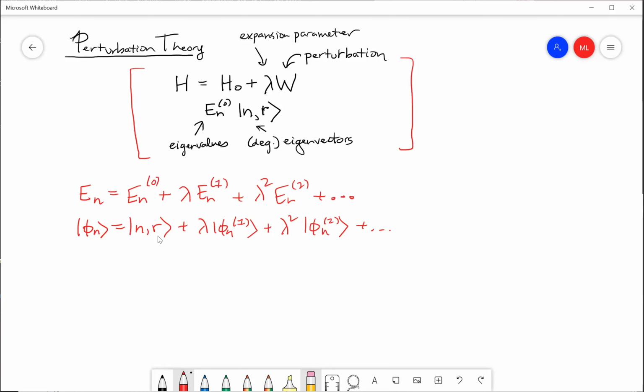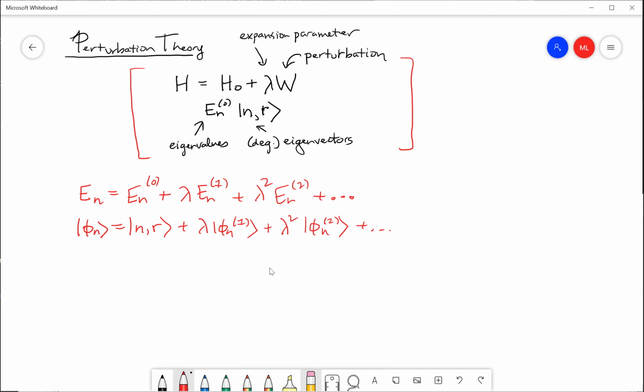Moreover, it's unclear as you send lambda to 0 and these corrections disappear, which one of these n, R do you go back to? Because they're all degenerate, so there's no way to choose among them once lambda is equal to 0. So you have to be careful when there are degenerate states because this perturbation might make them non-degenerate again, like break the degeneracy. So that's why the two cases are treated separately typically. But we'll see how it goes.